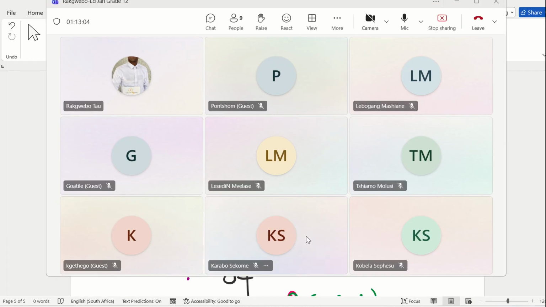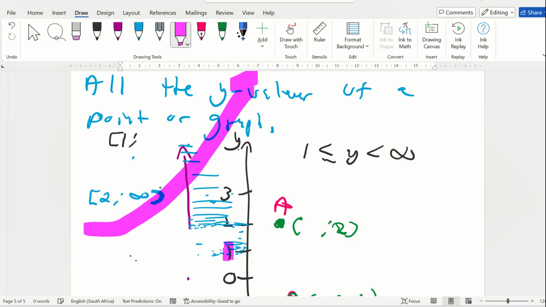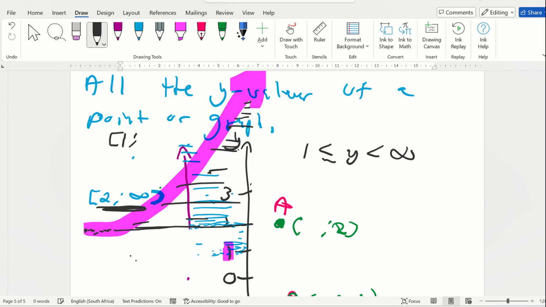Are you happy with that, my sister? Yes, they will show you on the diagram how the thing looks. If, for example, you get a graph that goes like this, clearly the first y value here is 2. The second one is 2.1 and so on. So these y values, maybe 100, 101 and so on, keep on increasing to infinity. So the answer will still be the same, 2 to infinity.